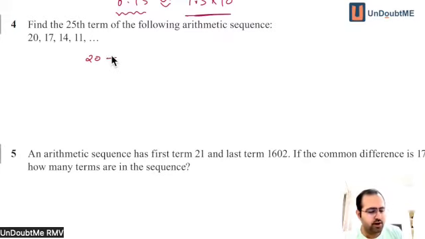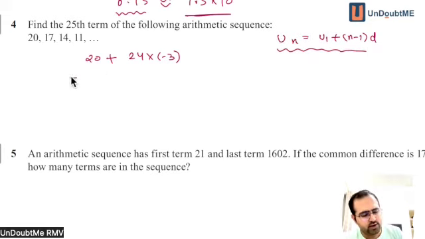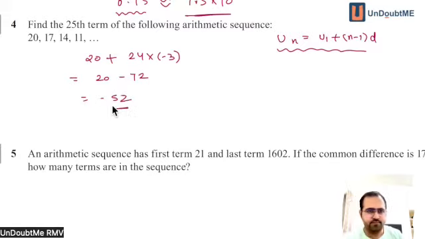The 25th term will be 20 plus 24 times negative 3. The formula is an is equal to, or we use un. un is equal to u1 plus n minus 1 d. u1 is 20, d is negative 3. Put it in the formula and get the answer. Minus 52 is the answer. This was also a no calculator question.